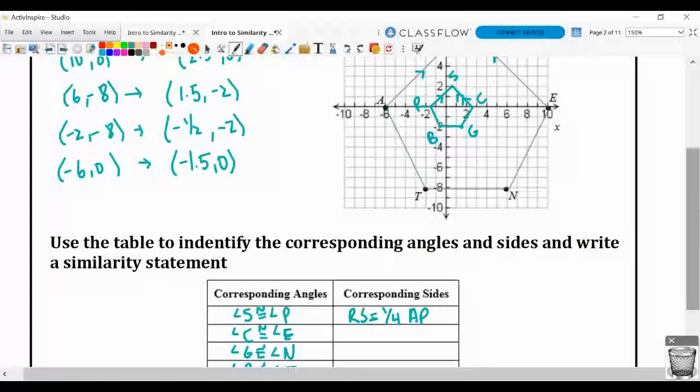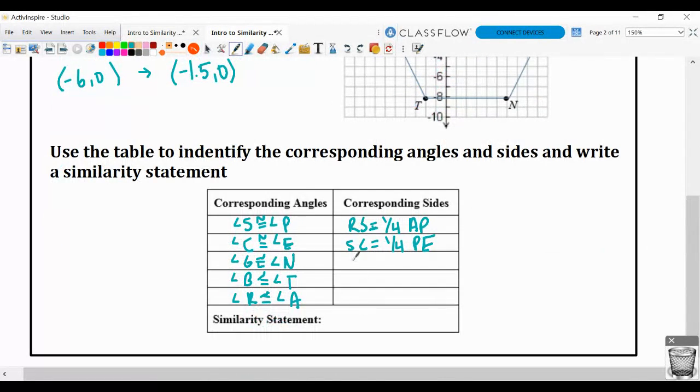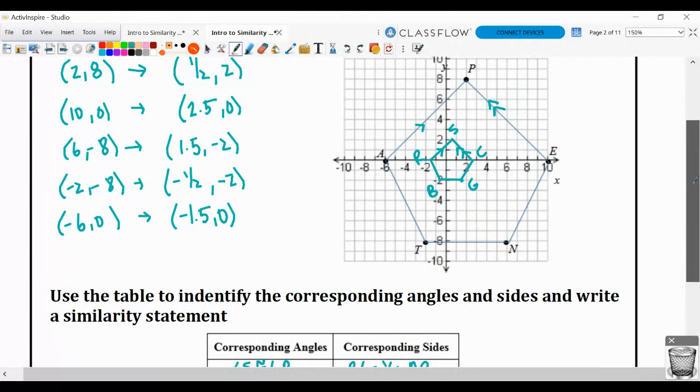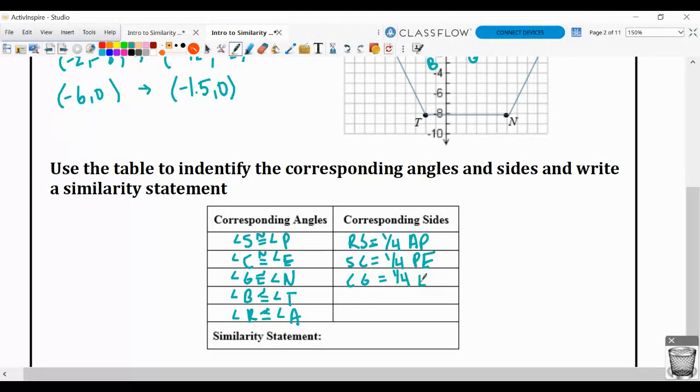SC is 1/4 of PE. SC equals, notice I'm not putting anything with congruent, 1/4 PE. I'm just going to keep going around. CG is 1/4, it's all happening proportionally, of EN.